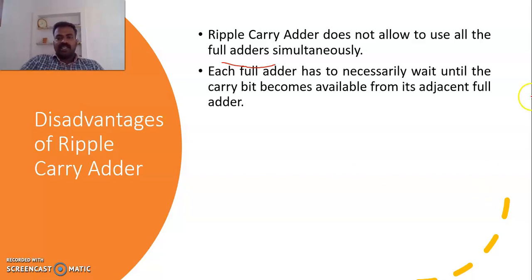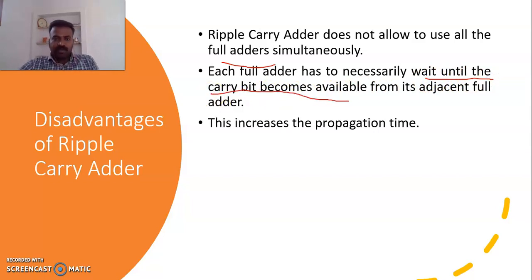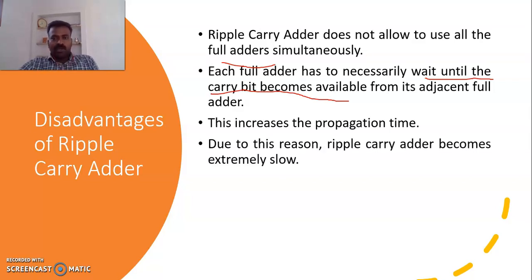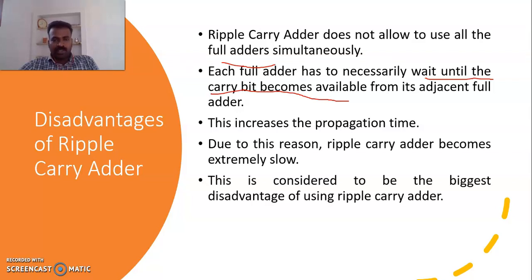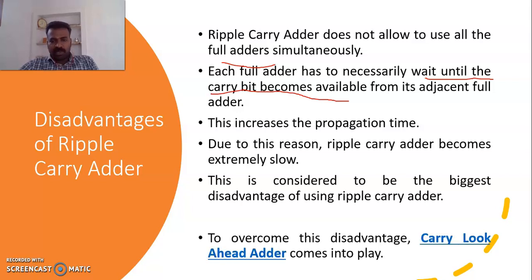Wait until the carry bit becomes available. This is the most wanted one. So this increases the propagation time. Yes, definitely. Due to this reason, ripple carry adder becomes extremely slow. This is considered the biggest disadvantage of using a ripple carry adder.